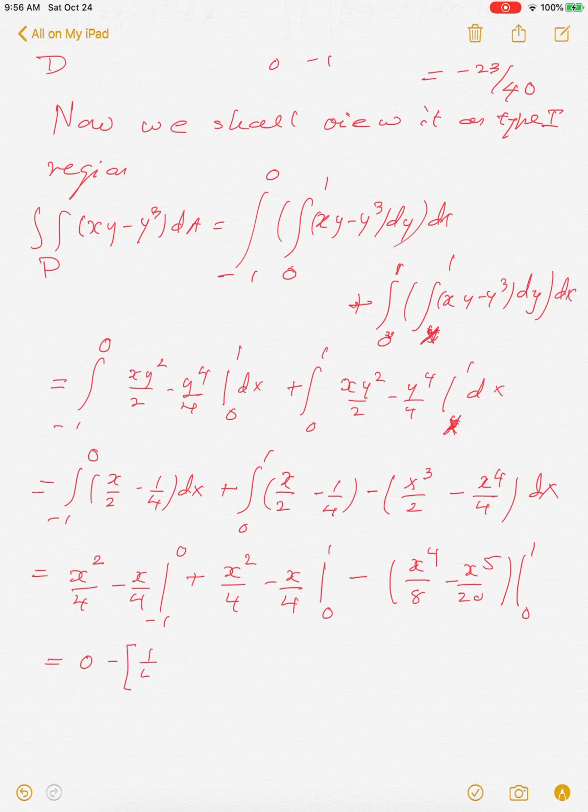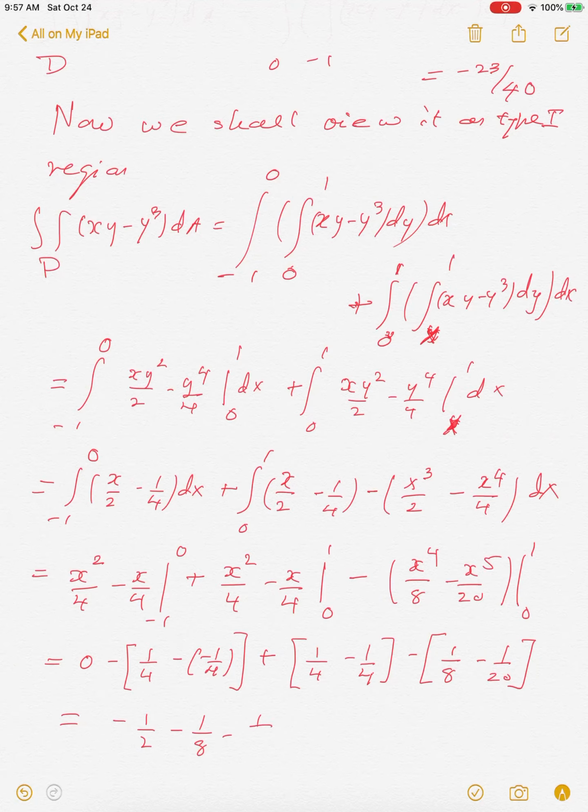And that's going to be 0 minus 1 by 4 minus minus 1 by 4 plus (1 by 4 minus 1 by 4) minus what do we get here? 1 by 8 minus 1 by 20. So this will vanish, this becomes half, so you get minus half minus 1/8 minus 1 over 20. So if you find the common denominator, which is 40, you get minus 20 minus 5. The last sign is plus 2, so that's minus 23 by 40.